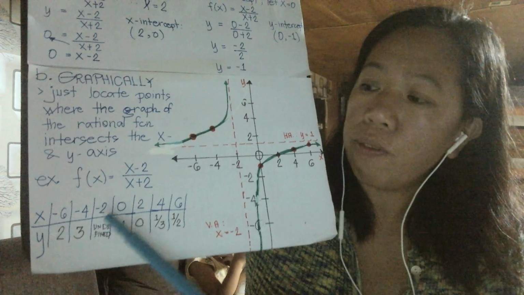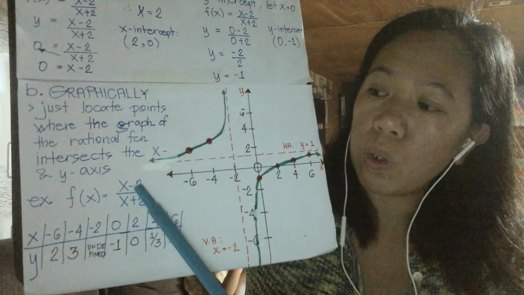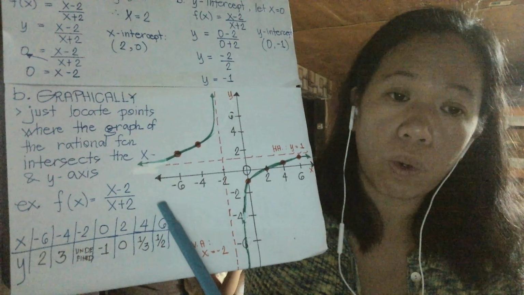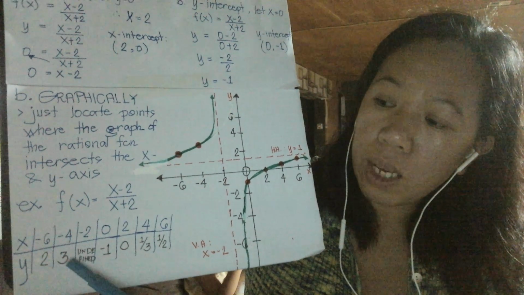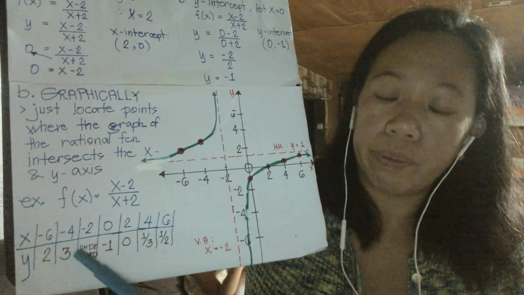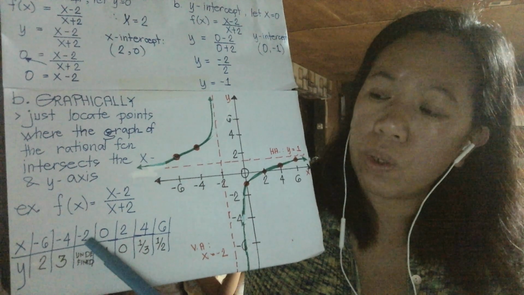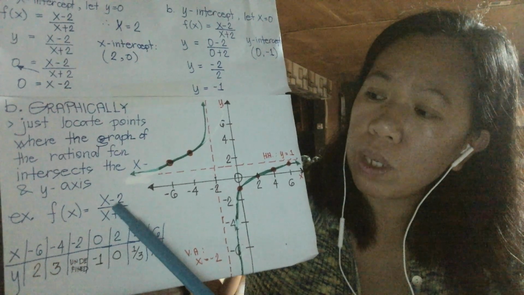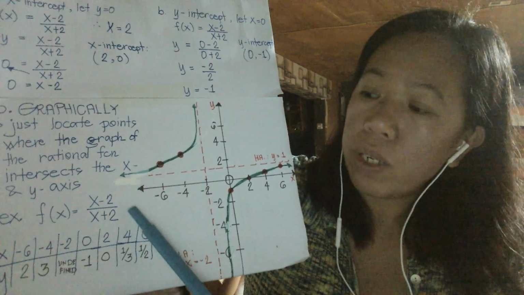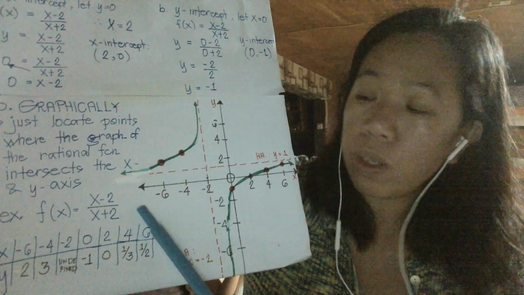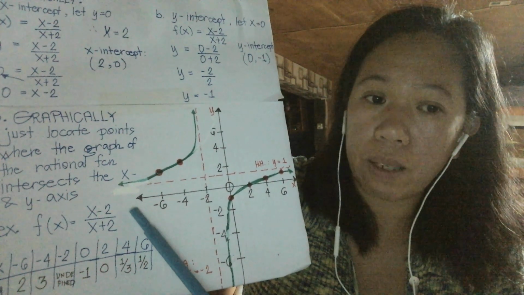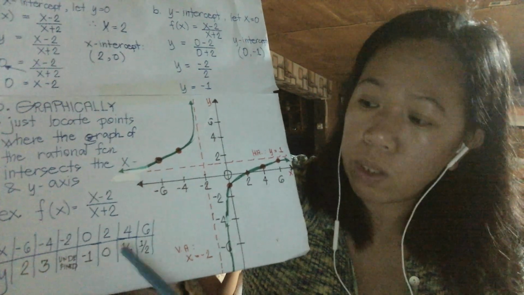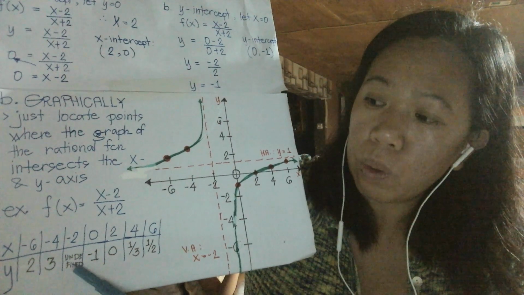And if you have negative 4, negative 4 minus 2 is negative 6 over negative 4 plus 2 is negative 2. So, negative 6 over negative 2 is negative 3. But if you have x equals negative 2, what will be your y? Negative 2 minus 2 gives you negative 4 over negative 2 plus 2, which is of course 0. So, that will be undefined. Any number divided by 0 will have an undefined or indeterminate result.